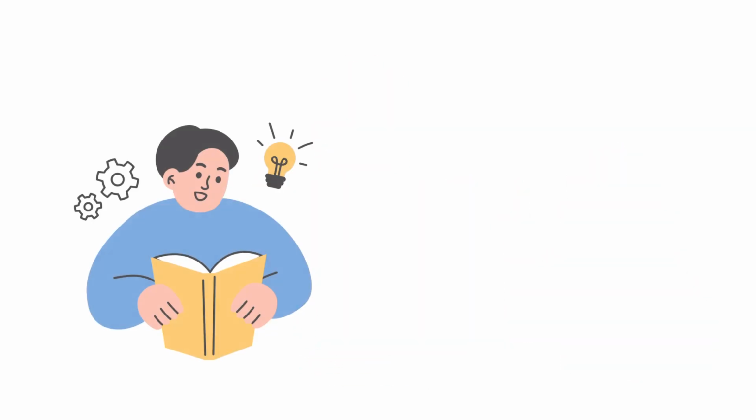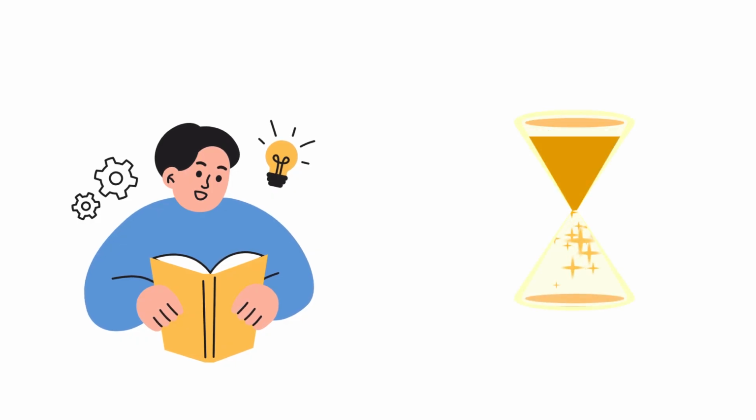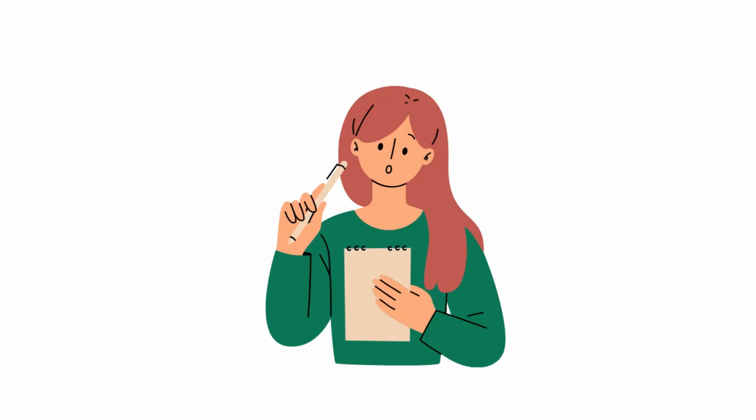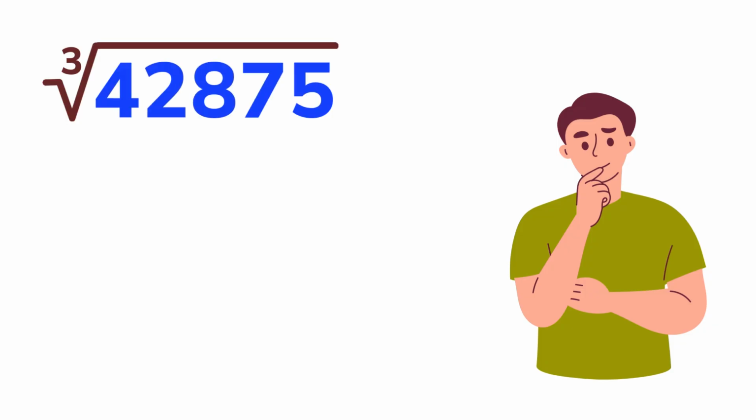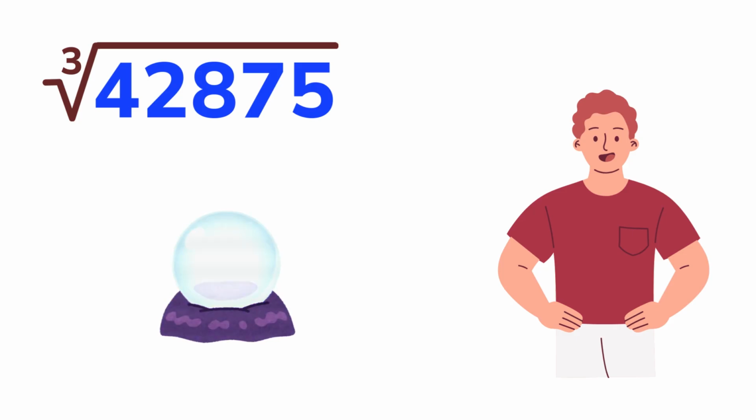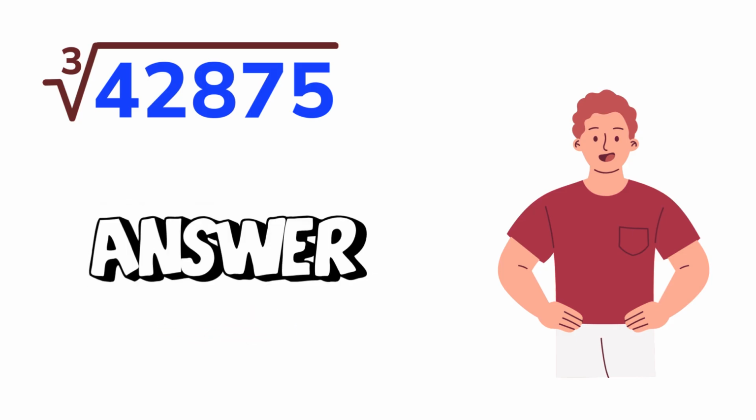Great! Now you've learned a wonderful trick to find the cube root of a perfect cube in seconds. Let's test you again. Remember that number I asked about at the beginning? 42,875? Go ahead, apply the trick, and drop your answer in the comments.